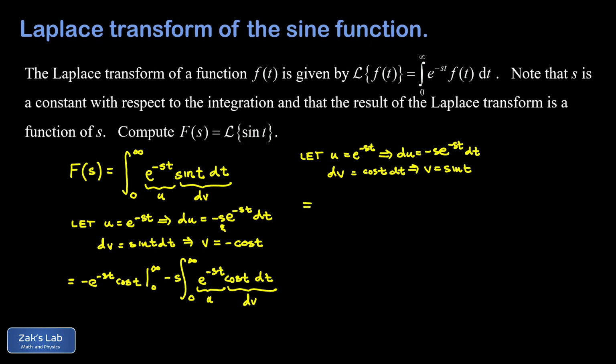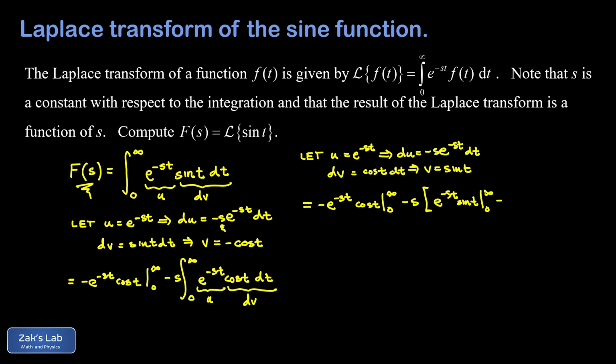So we keep modifying our original integral. Note that implicitly on the left-hand side of this equal sign is our original F of s. So we have this term that is just a spectator, negative e to the negative st cosine t evaluated from 0 to infinity. So we're going to get back to that in a second. And then we have minus s times this integral that I'm doing with integration by parts. So I take u times v, that's an e to the negative st sine of t, and evaluate from 0 to infinity, and then minus the integral of v du.